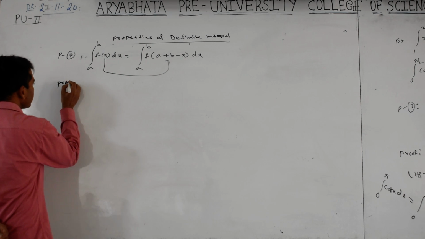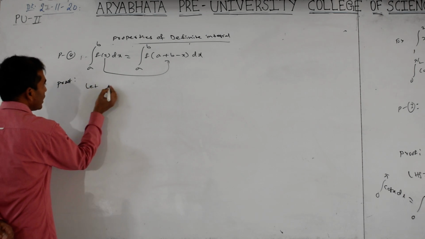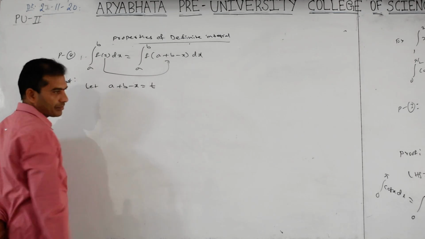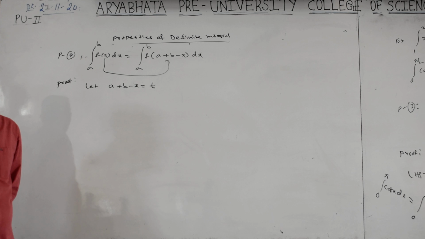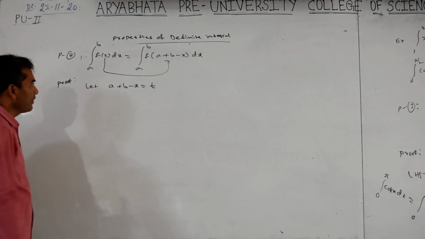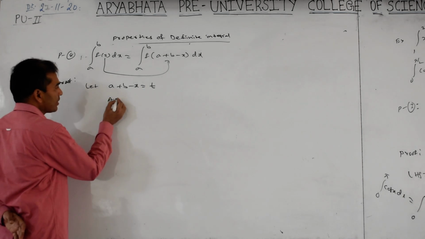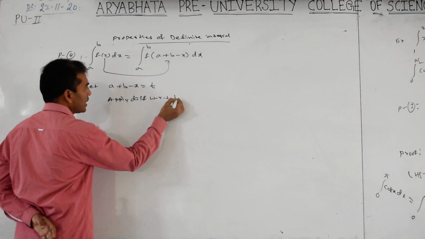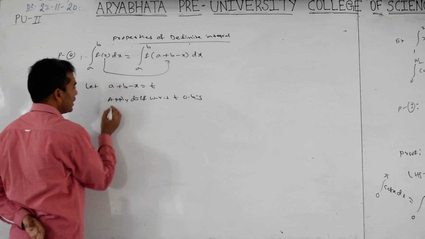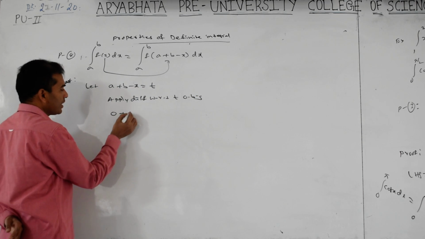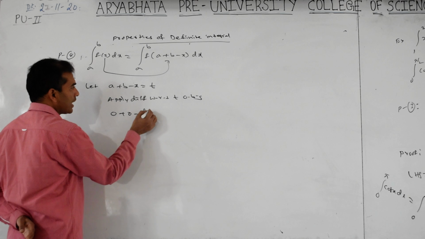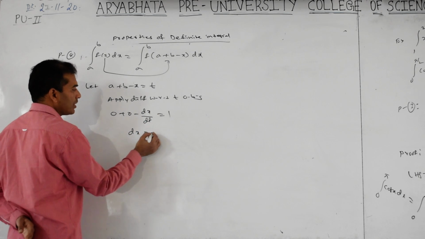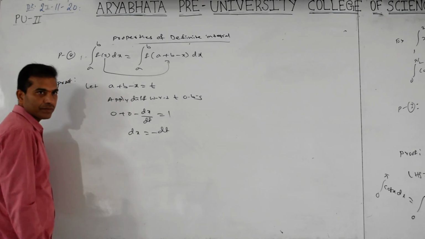Proof. Let a plus b minus x equal t. Differentiate with respect to t on both sides. The differentiation of a is 0, of b is 0, and minus dx by dt equals 1. So dx equals minus dt.